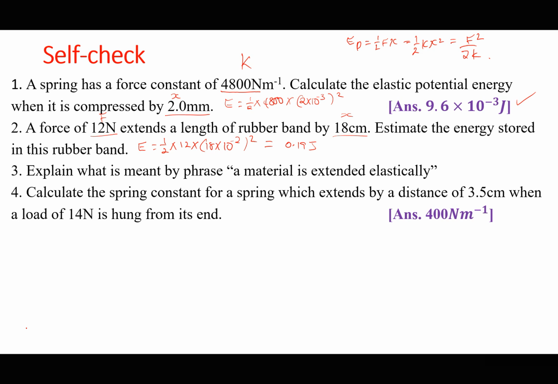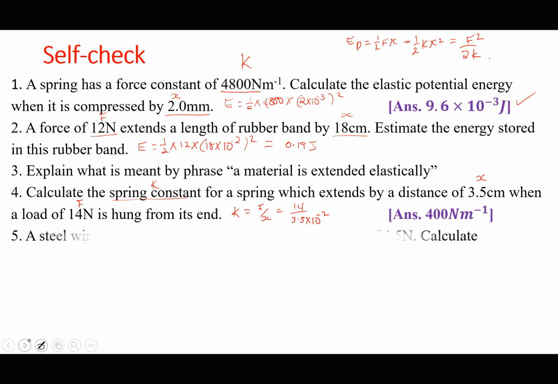Number 4, calculate the spring constant. So we want to find K, for a spring which extends by a distance 3.5 centimeters, so this is X, when a load of 14 newtons, so this is F, is hung from its end. So here you just use Hooke's law. The constant K is equal to F over X. So this is going to be 14 divided by X, which is 3.5 times 10 to the power of minus 2. I think that answer is correct. Let me check. 14 divided by 3.5 exponent minus 2. So I think that is correct.